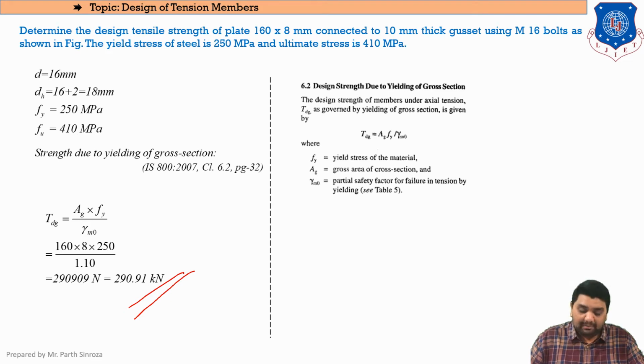So this was our first step. The first step will always be to find our TDG. The second step will be to find TDN, that is net strength or strength due to rupture. Keep in mind, the last session we discussed was pertaining to single angles, and this session is regarding plates or rectangular plates. So the equations will vary, and also it is given as a staggered bolting. So how to proceed further?